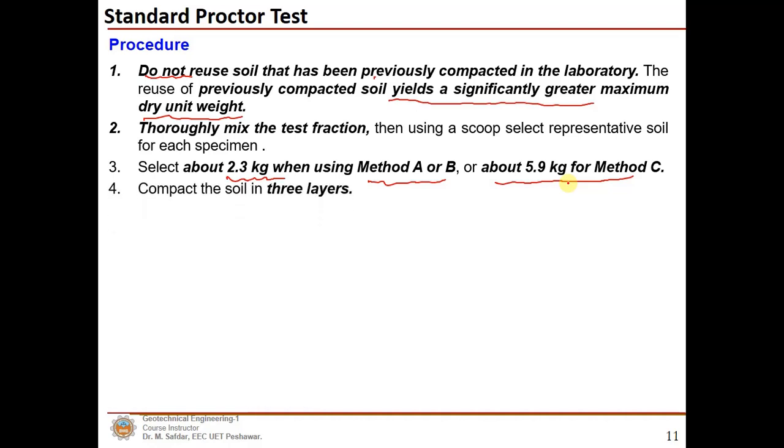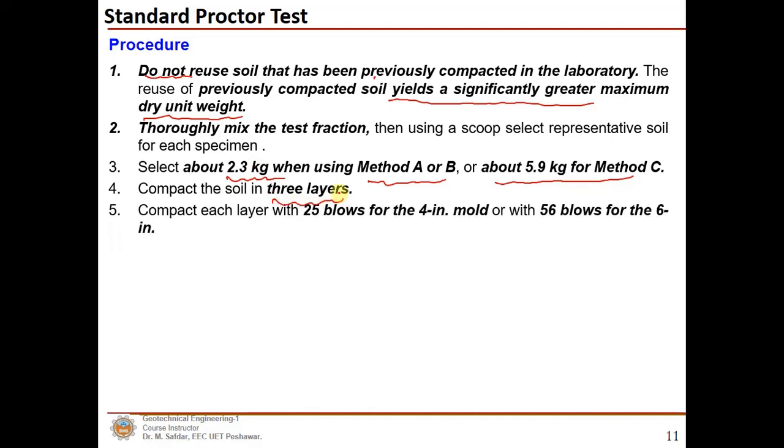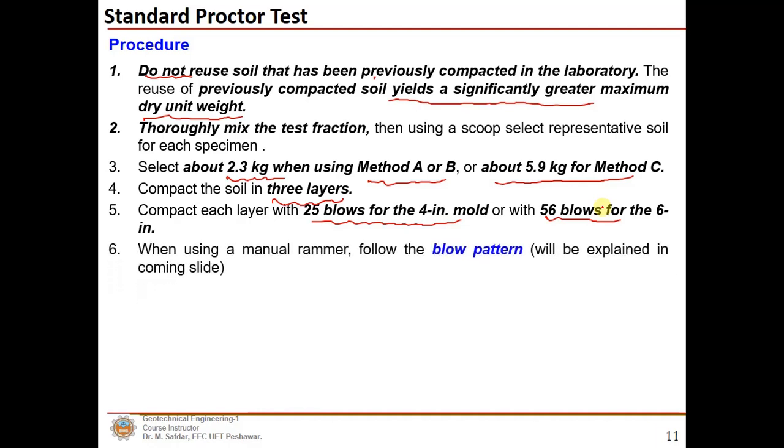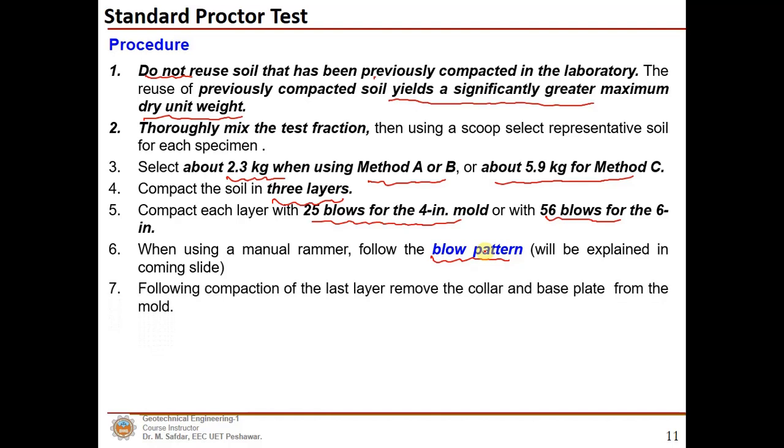Compact the soil in 3 layers, and compact each layer with 25 blows for the 4-inch mold or 56 blows for the 6-inch mold. When using a manual rammer, we need to follow a certain pattern in order to avoid non-uniformity in the specimen or the soil which is being compacted in the mold. I will show you in coming slides.